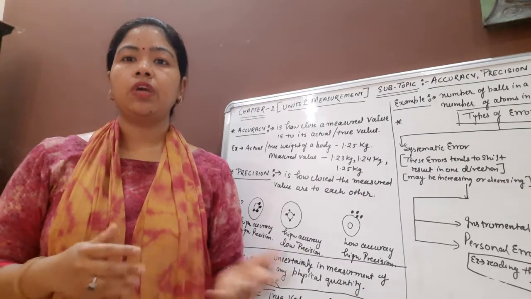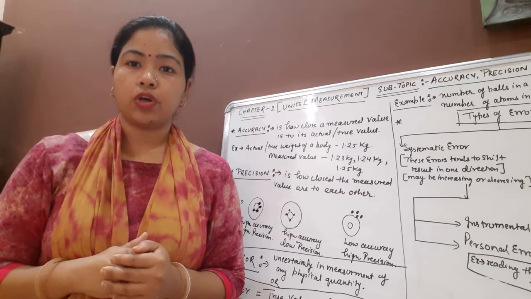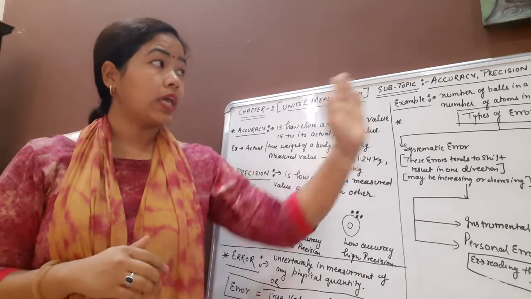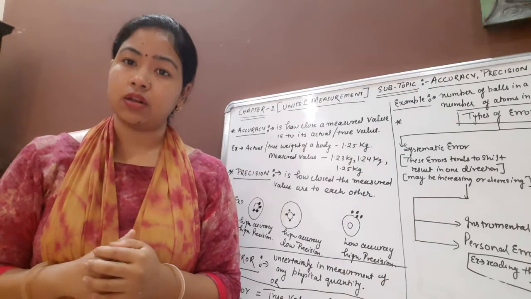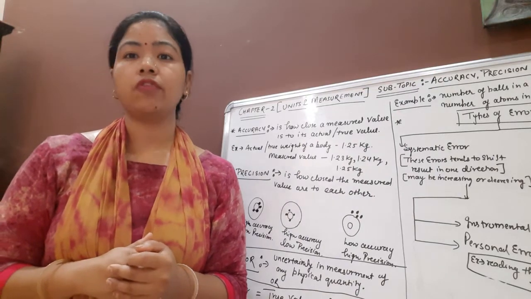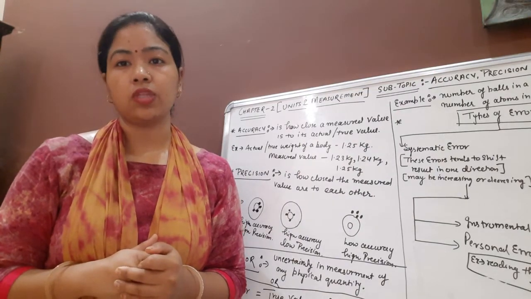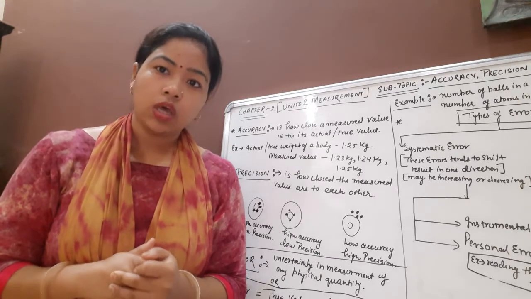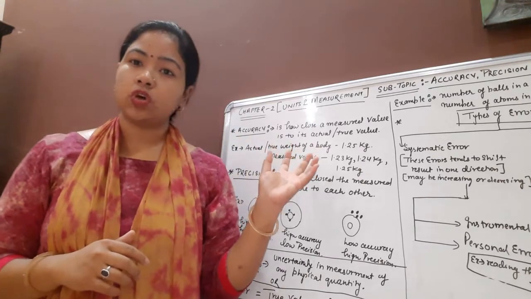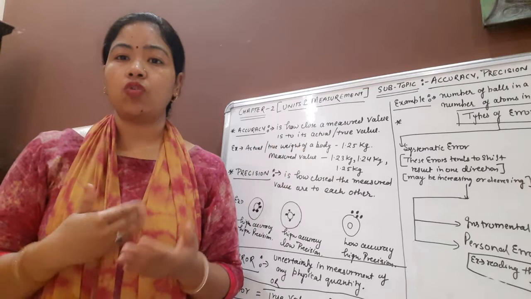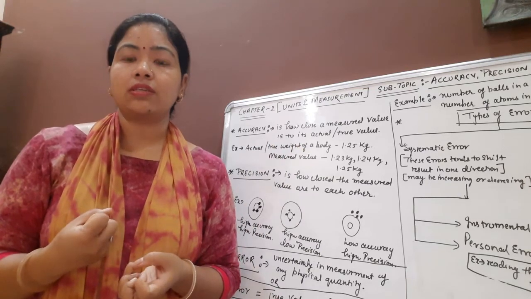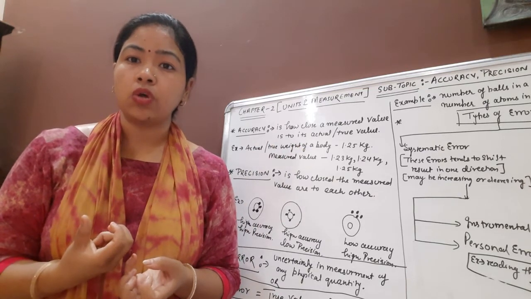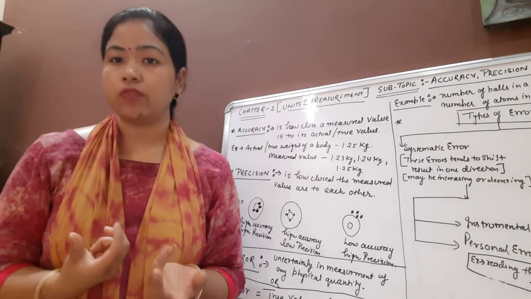So children, today we are going to discuss the next topic of the chapter, in which accuracy, precision and error analysis are included. So children, first we are going to talk about accuracy and precision. In a very simple manner, what is accuracy? Basically, accuracy tells us how close a measured value is to its actual or true value.